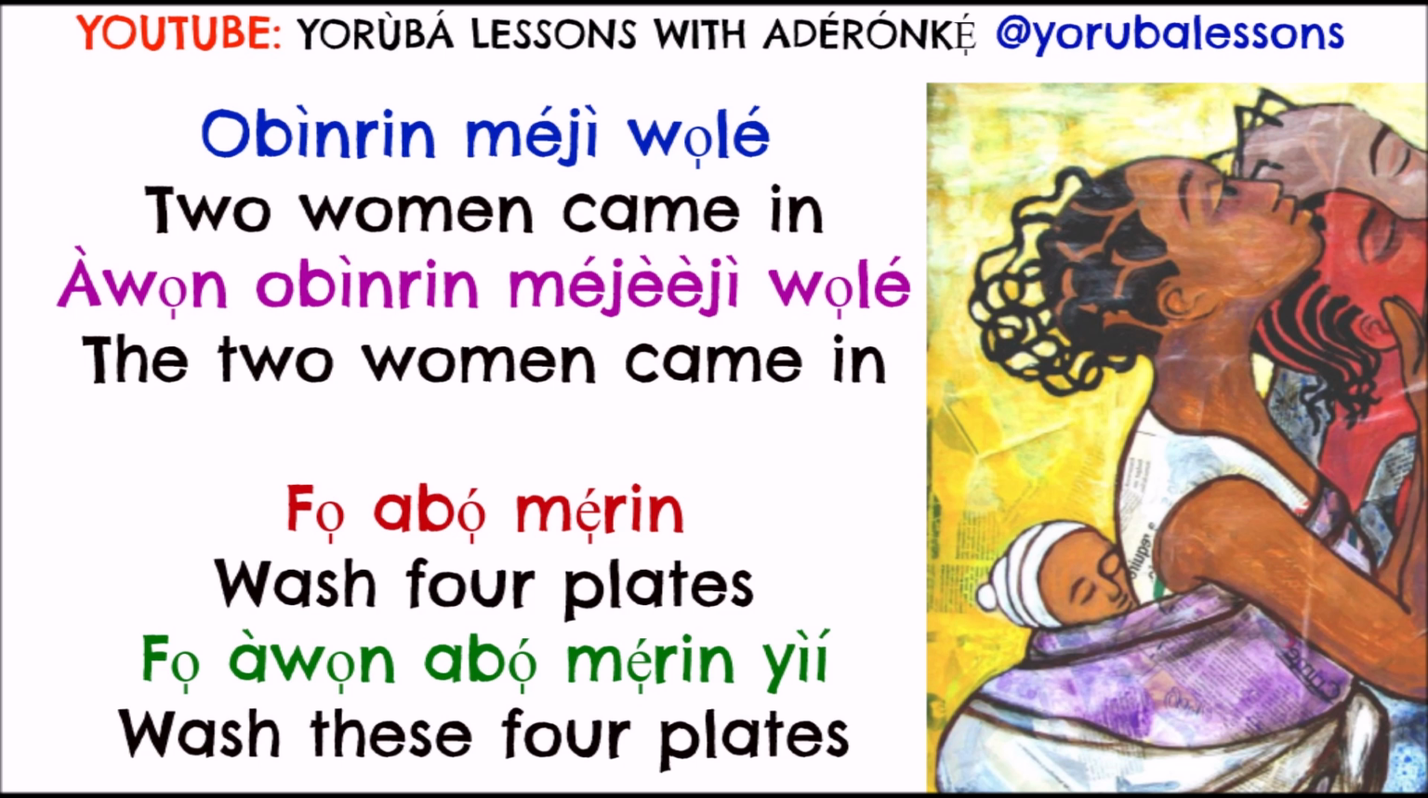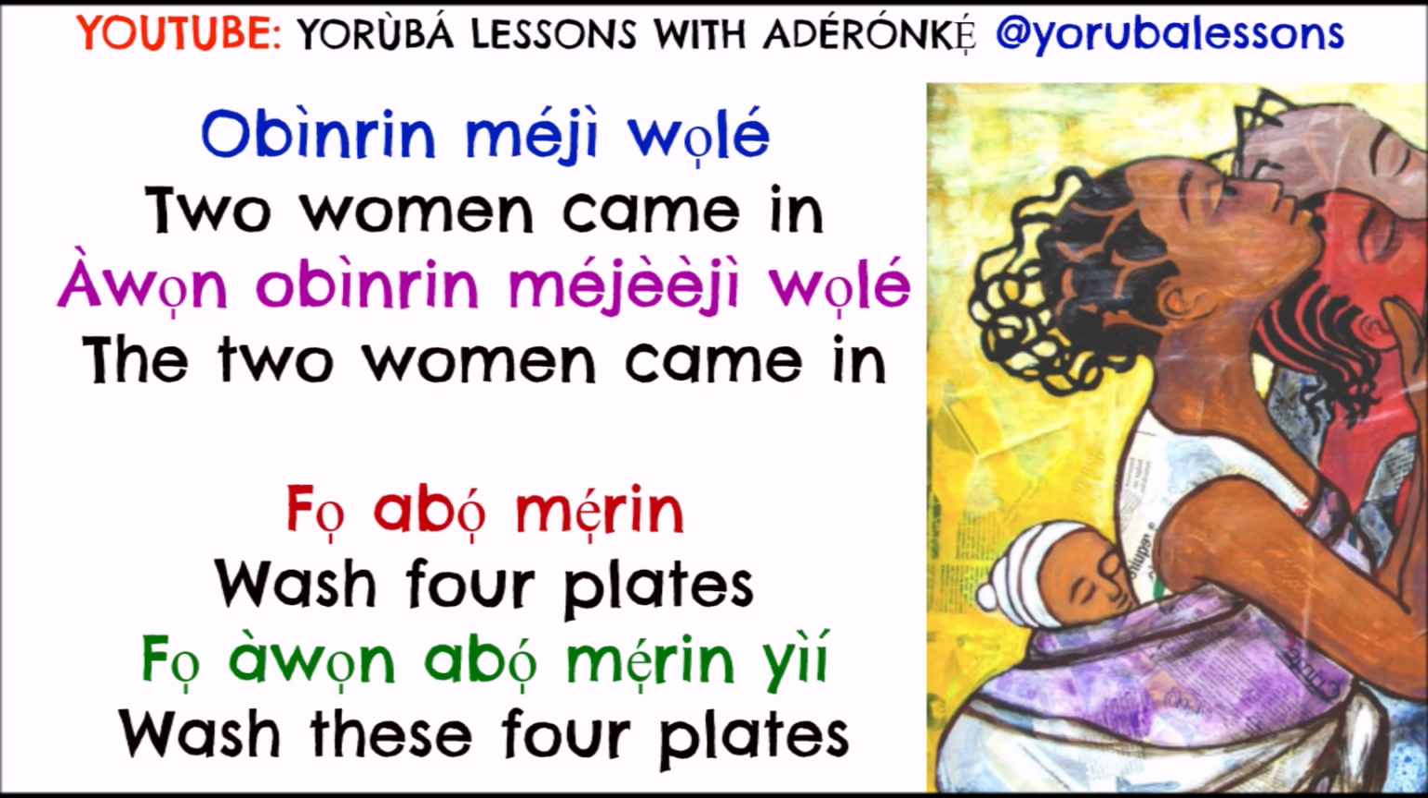Look at this sentence. Obìnrin méjì wọlé, 2 women came in. It could be any 2 women. It could be like, I don't know, one short one and one tall one. It could be one Hausa one and one Yoruba one. It could be one white one and one pink one. It could be one blue one and one black one.